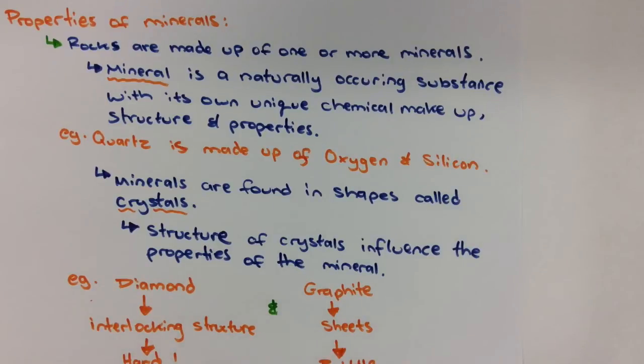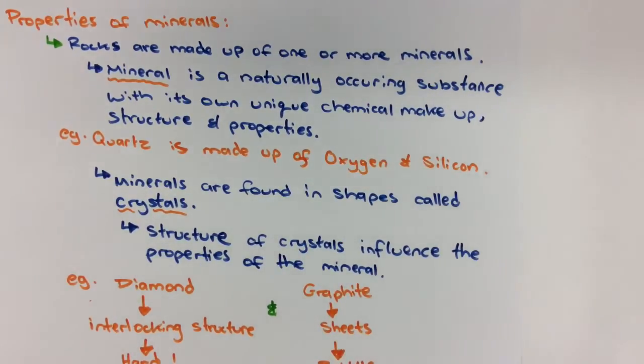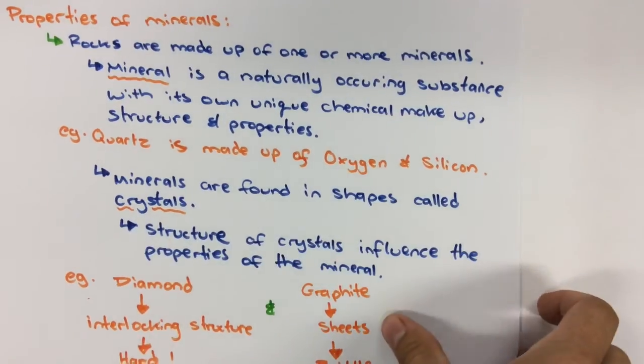Minerals are formed in a shape called a crystal. The structure of that crystal influences the property of that mineral. So whether it's hard, whether it's lustrous, whether it's transparent, that's all determined by these crystals, the way that they're shaped, and also the types of minerals within that rock itself.